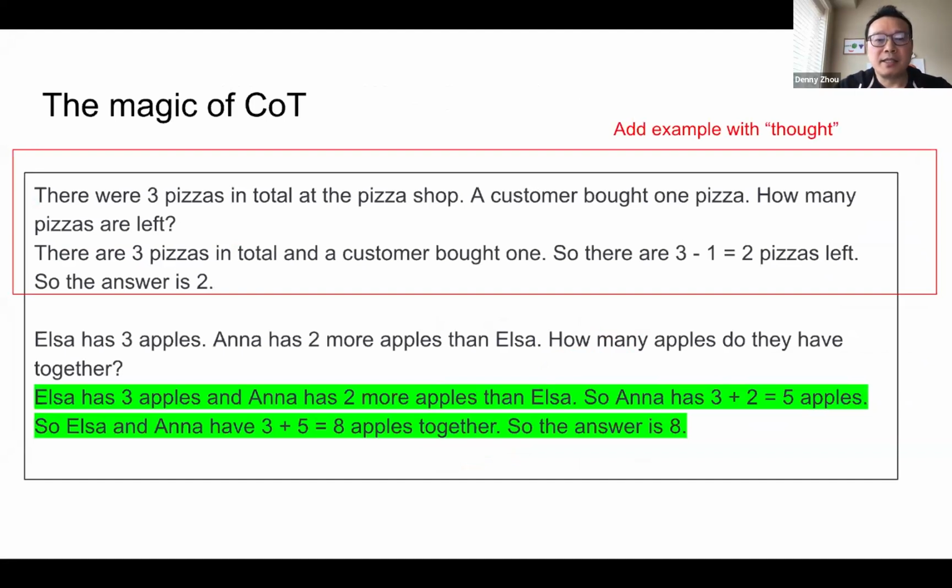The highlighted text here is generated by text-davinci-003. From the demonstration example, you will see we just need one step to solve that problem, but for the test problem, it needs two steps to solve. That's an amazing generalization.